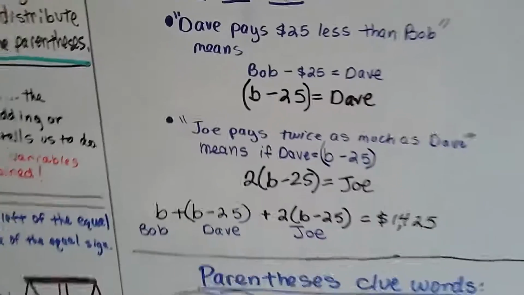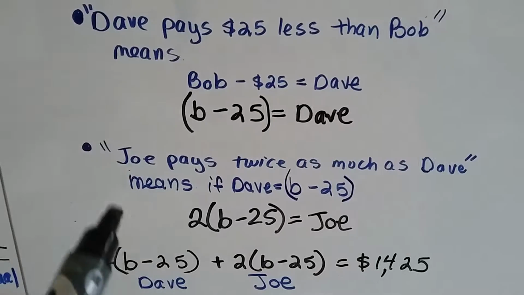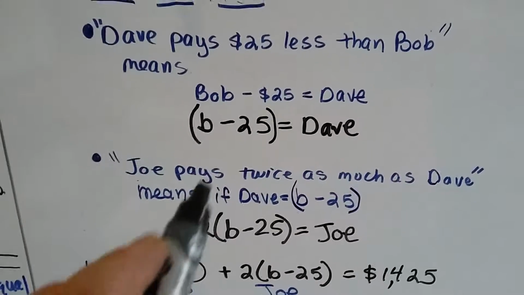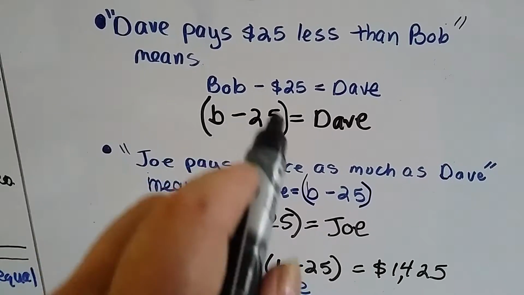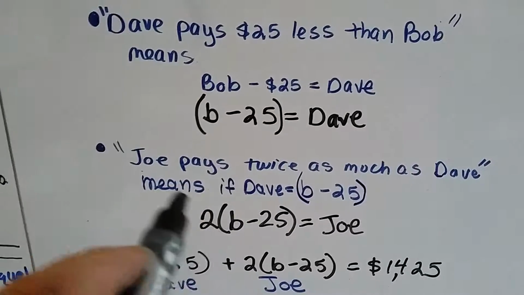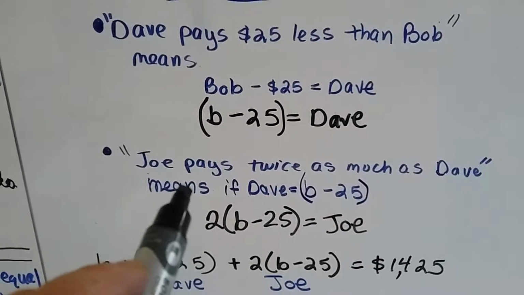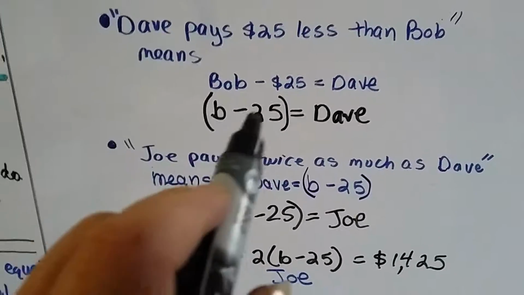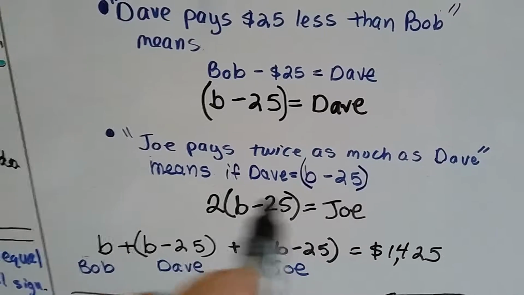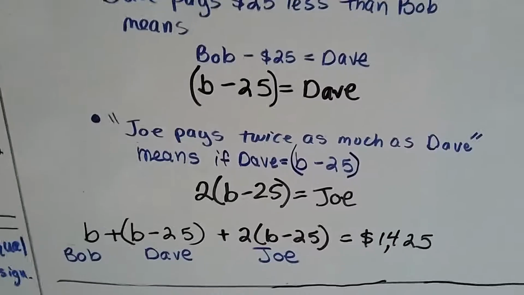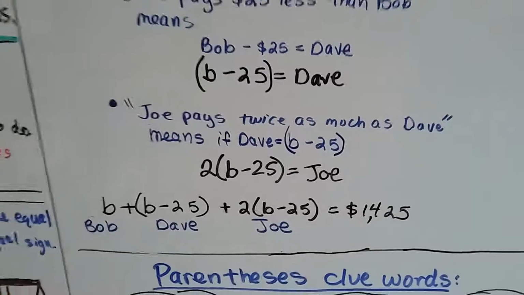All right, so now let's try the next one. Joe pays twice as much as Dave. All right, well, we've already figured out that B minus 25 is Dave. So if Joe pays twice as much as Dave, he's 2 times (B minus 25), isn't he? So now we can write our equation. That wasn't that bad, was it?